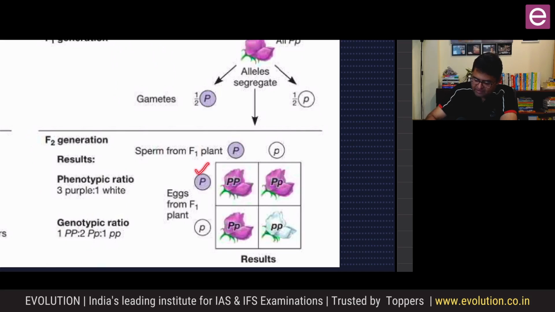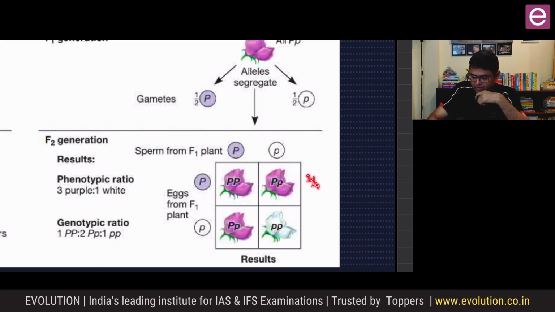From the other parent, a dominant allele and a recessive allele came. So just unite the gene copies. Here, two copies of dominant, purple. One copy of dominant, still purple. Remember, it is dominant. And here, one copy of dominant, again purple. And here, both copies are recessive. Therefore, it is white.